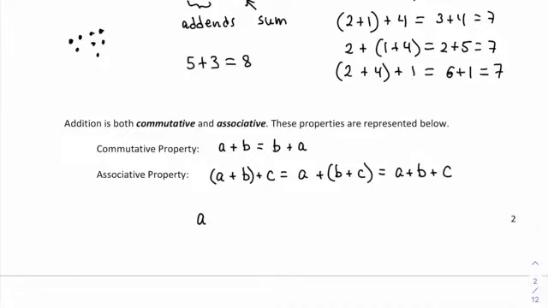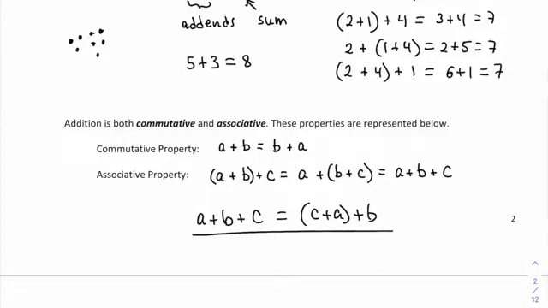And when you combine these 2 properties, you get all sorts of things that you could say. For example, I could say A plus B plus C is the same thing as doing C plus A and then adding B. The fact that these 2 statements produce the same result uses combinations of the associative property with the commutative property.